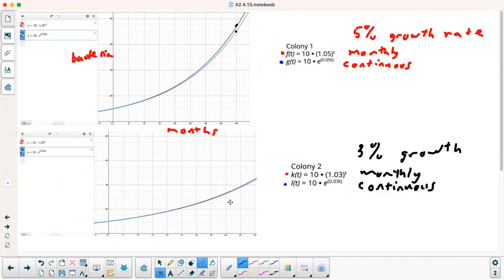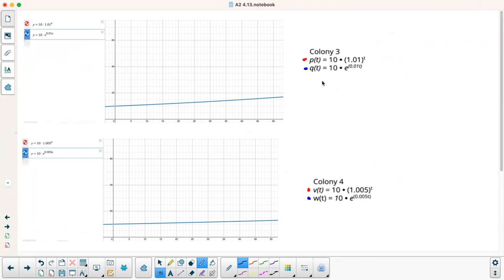So obviously you have to look real close there. The blue starts to get a little bit greater than the red as time goes on. They start out almost identical and then they split. Okay. And then same thing here.